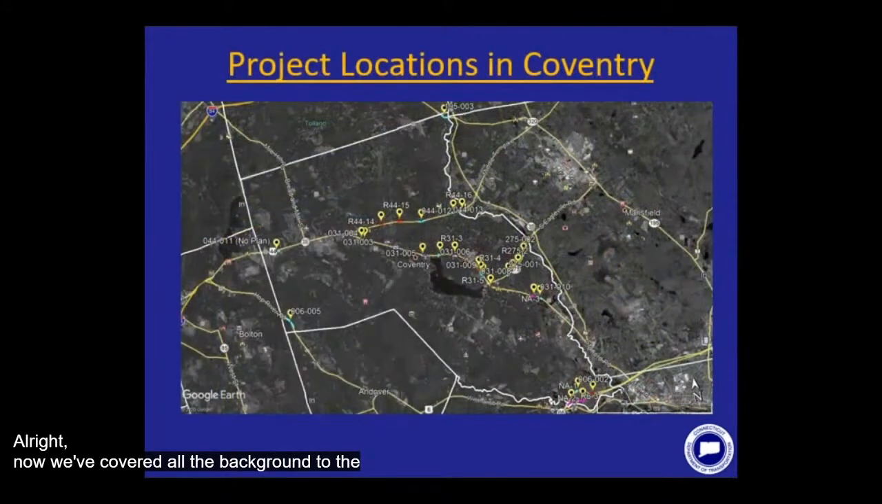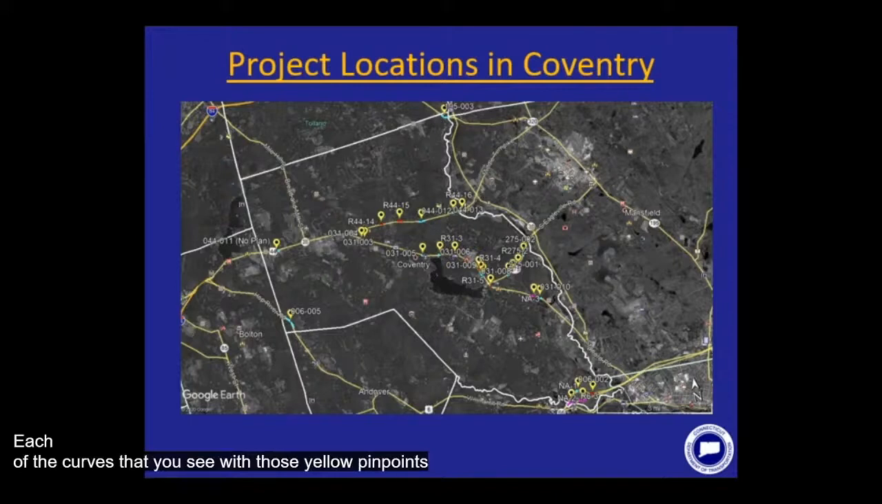All right, now we've covered all the background to the project and the methodology for determining signs at these curve locations. Let's take a look at all the curve locations that we reviewed in Coventry. Across the 36 towns involved in this project, we identified approximately 1,700 curve locations for our consultant to review through that risk factor screening process. And of those 1,700 curve locations, we're only looking at 27 curves in Coventry. And here they are on the map.